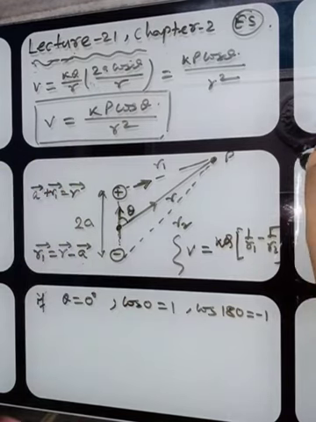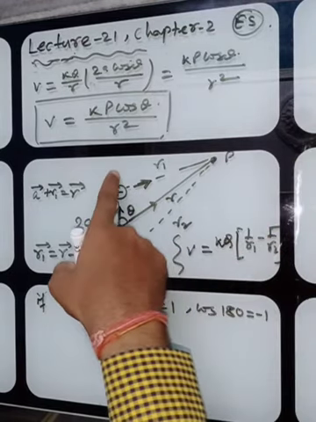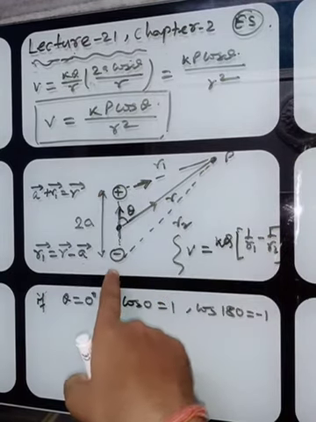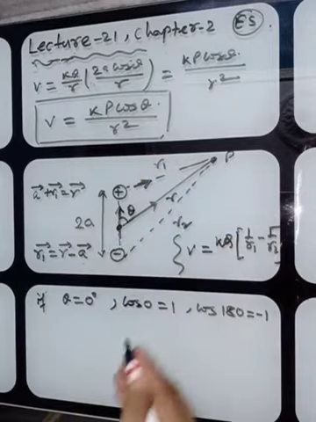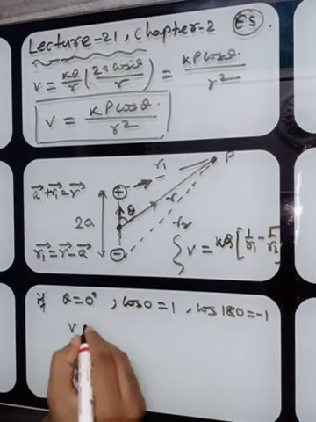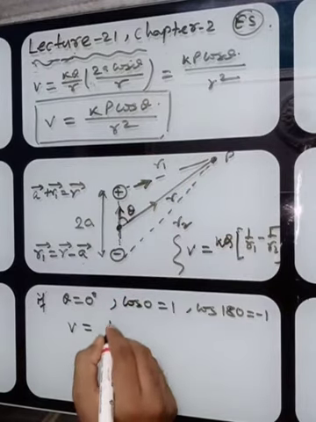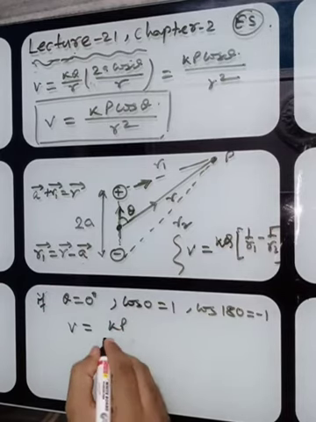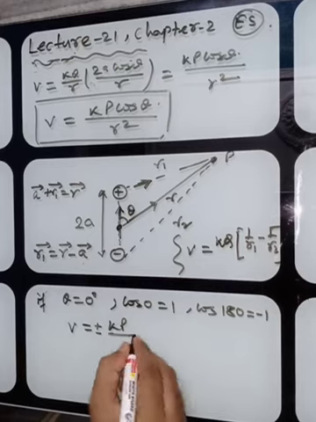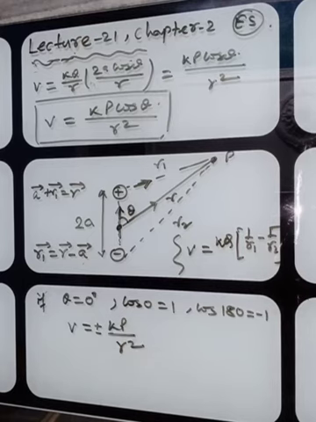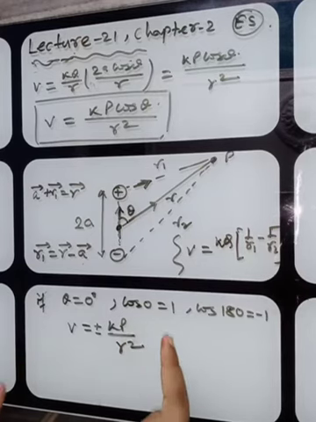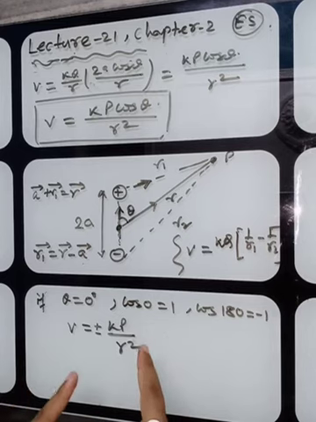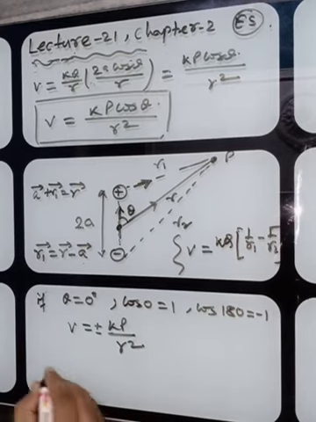As I told you, near the positive charge you will get the potential positive, and near the negative charge you will get the net potential negative. So V can be written as kp cos theta, where cos theta will be 1 or minus 1. So I'm writing here plus minus kp by r square, and this was the same derivation. Try to recall, this was the same result you got for the axial.